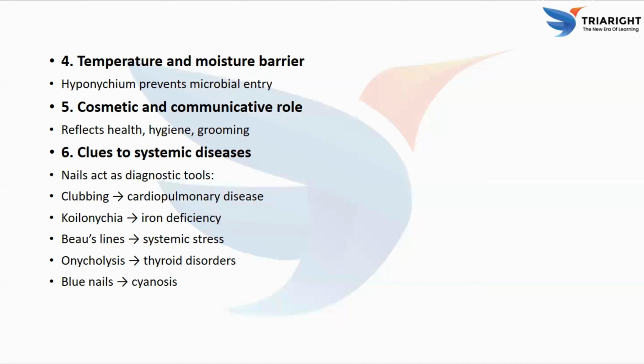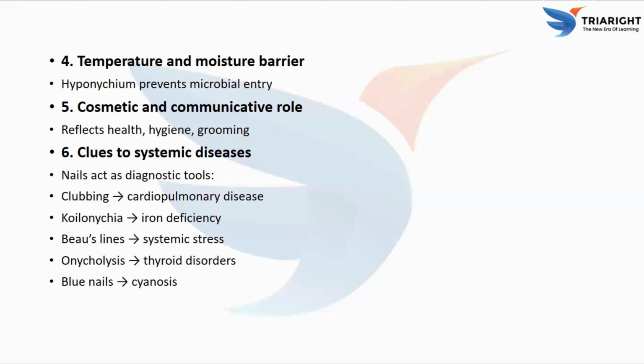The next function is clues to systemic diseases. Nails act as diagnostic indicators of internal illnesses. What is the nail change here? Clubbing. What is the associated condition with clubbing? Cardiopulmonary disease, which may be a lung or heart disease. What is the next change? Koilonychia, also called spoon nails, and the associated condition is iron deficiency anemia. The next one is Beau's lines. Stress, systemic illness, or severe infection is the associated condition.